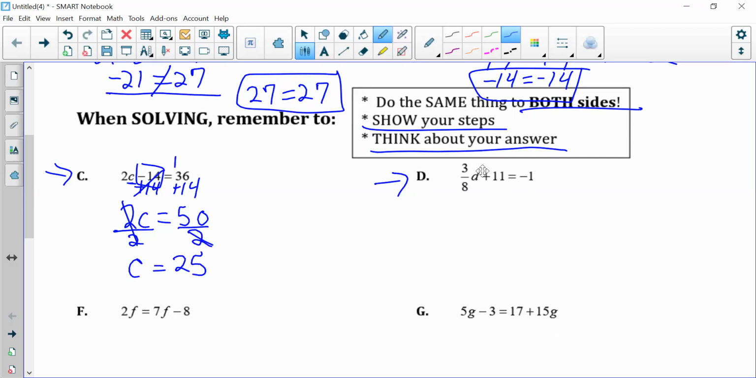All right, let's repeat the process over here. D. Number 1, I want to get the D term by itself, so this has got to go. So -11 minus 11. So 3/8 D equals -1 minus 11, -12. Now this is a fraction.